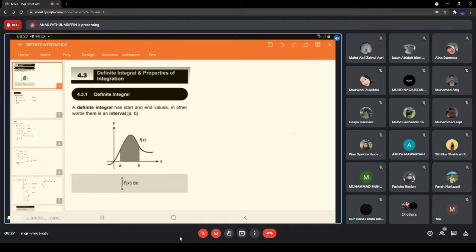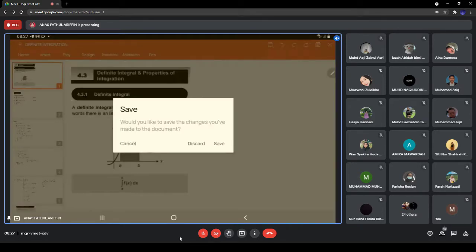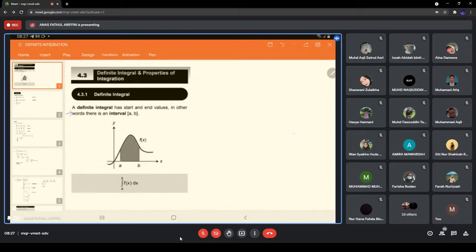Okay, so definite integral. So a definite integral has start and end values. In other words, there is an interval a and b. So that means when we integrate and then we put the limit from a to b. So let's say we have this graph first, and then this graph for function fx. So for the definite integral, okay, we put limit, which is we want to integrate only for certain interval. Let's say our interval is from a to b only.